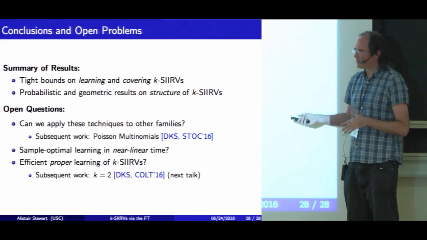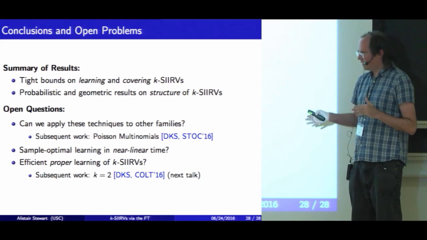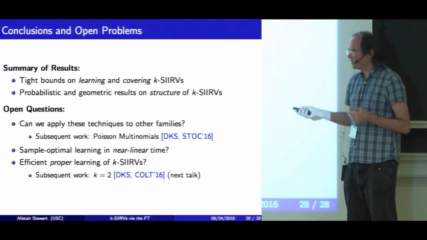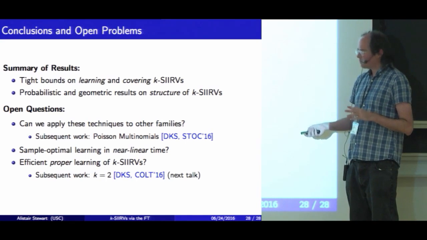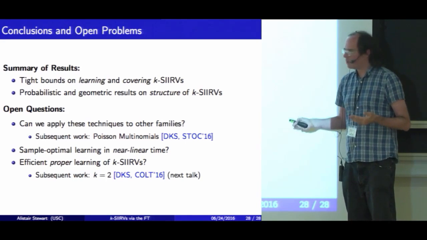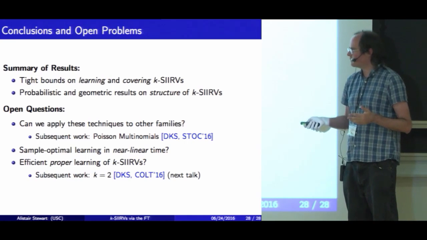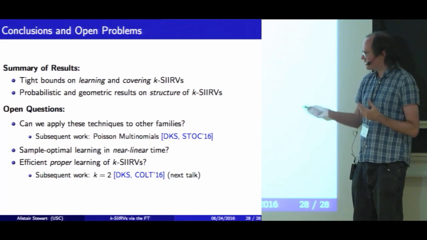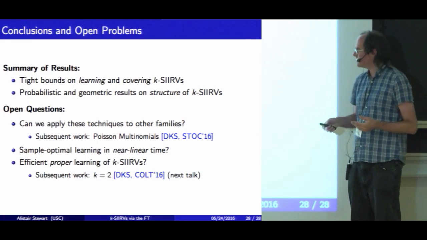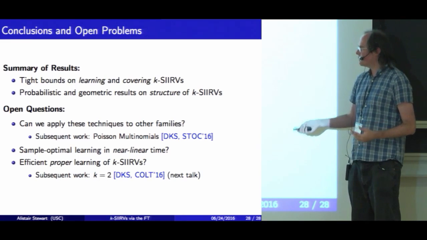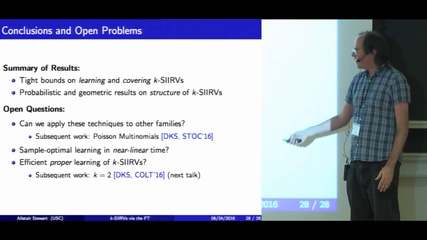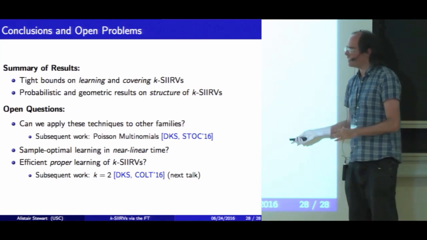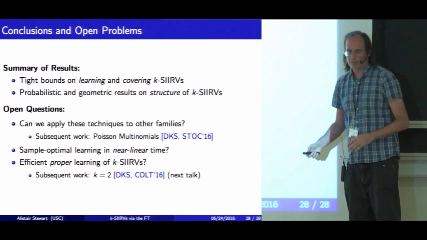Can we do better using techniques from sparse Fourier analysis, because we're just doing the naive thing here, which gives us k cubed? Can we do efficient proper learning? All we do here in terms of covers, we only have efficient algorithms for giving this strange description of the hypothesis. Can we get a K-SIIRV? In subsequent work, for k equal to 2, which I'm going to present immediately after this, we look at that problem.